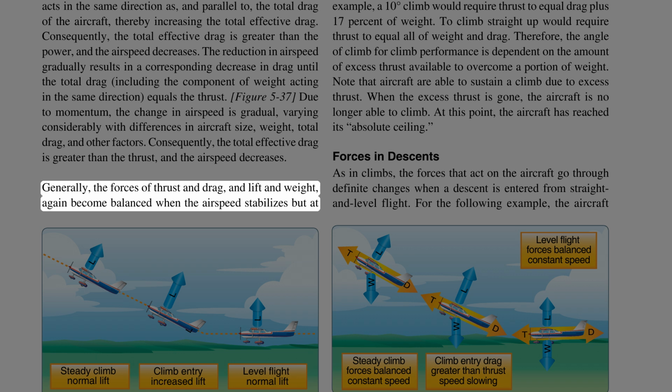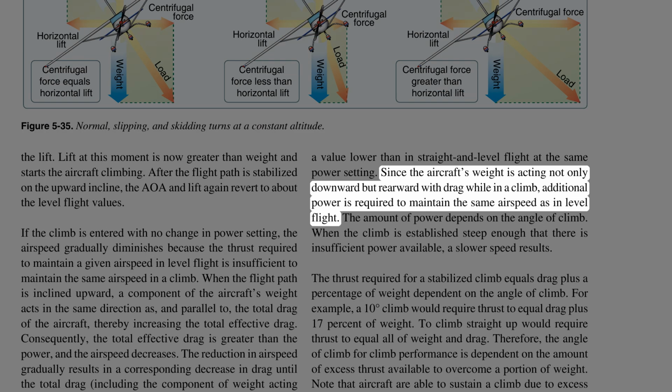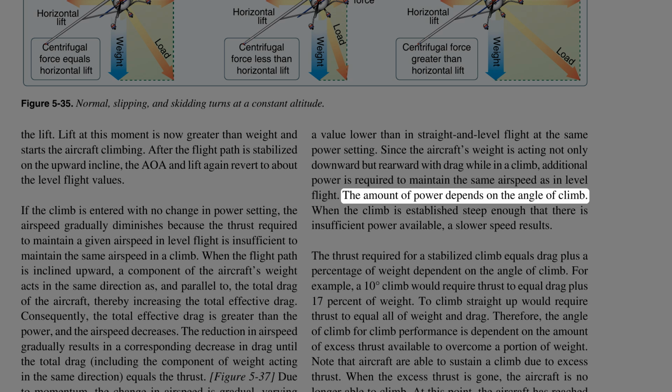Generally, the forces of thrust and drag, and lift and weight, again become balanced when the airspeed stabilizes, but at a value lower than in straight and level flight at the same power setting. Since the aircraft's weight is acting not only downward but rearward with drag while in a climb, additional power is required to maintain the same airspeed as in level flight. The amount of power depends on the angle of climb.